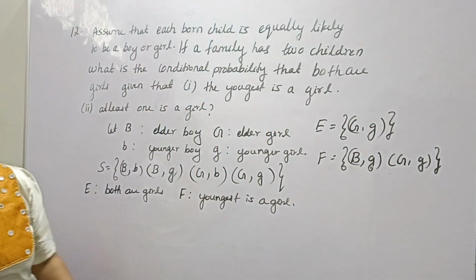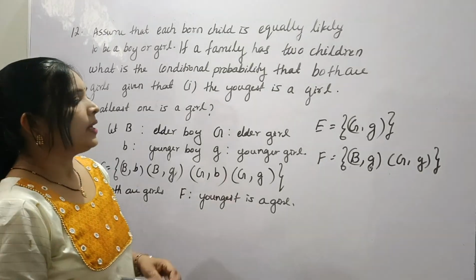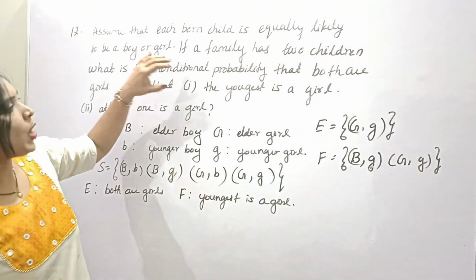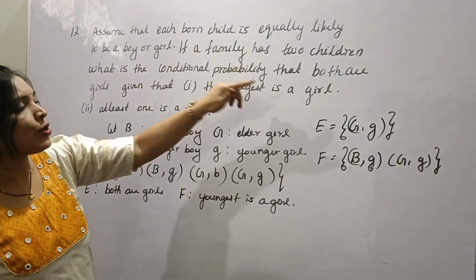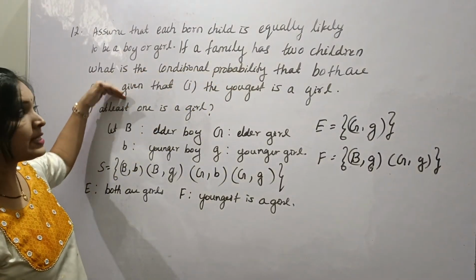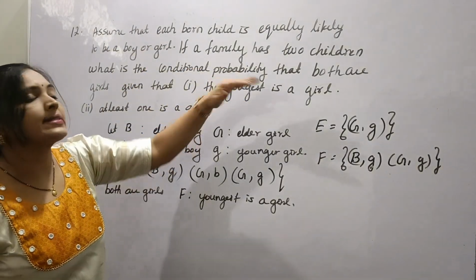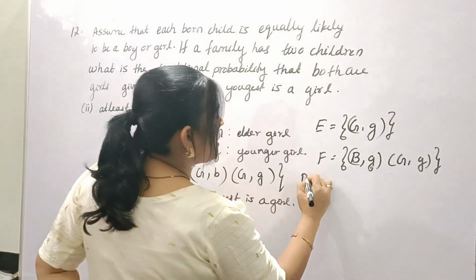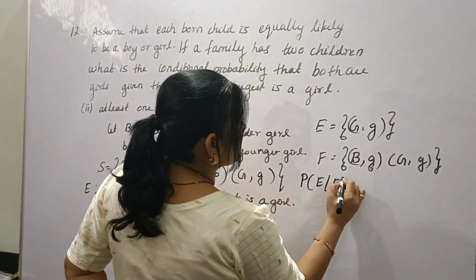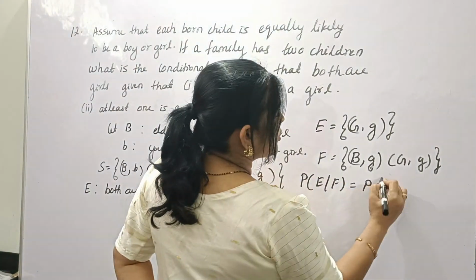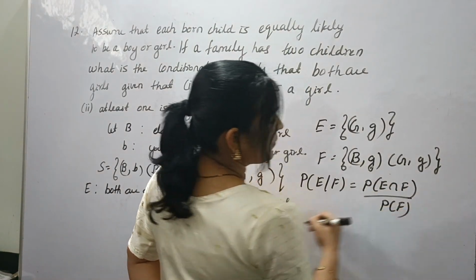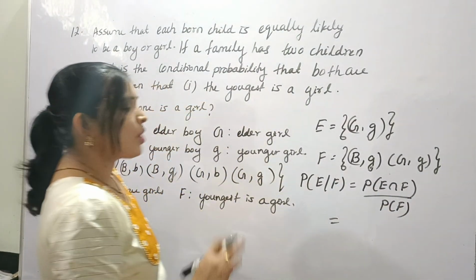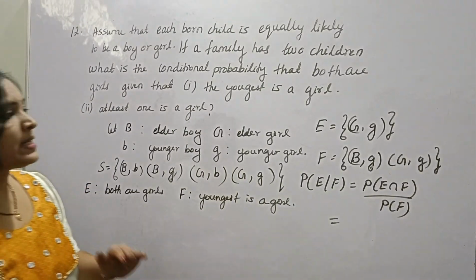Two elements, right? Now we have to find the probability of E given F. That is the probability that both are girls given that the youngest is a girl. That is the probability of E given F, which is equal to the probability of E intersection F divided by the probability of F. What is E intersection F?